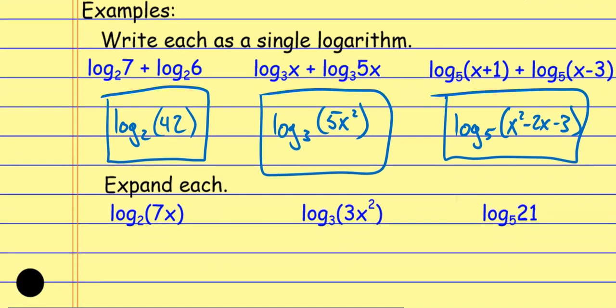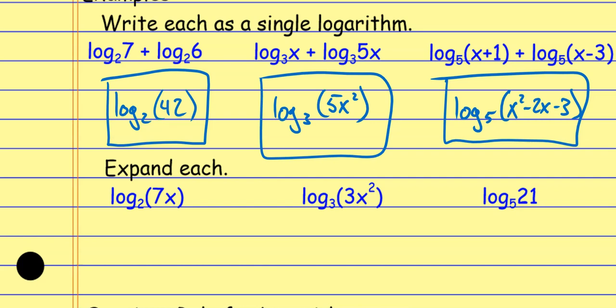Likewise, kind of going the other way, if I ask you to expand, it just means undo the rule. Undo the rule that said the addition of these two logarithms I could rewrite as multiplication. In other words, if I have multiplication, I could undo that rule by splitting this thing back up, and it would become log base 2 of 7 plus log base 2 of x.